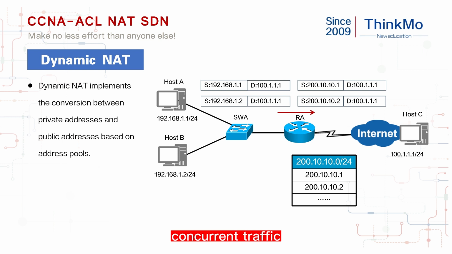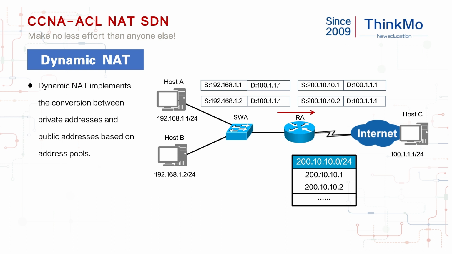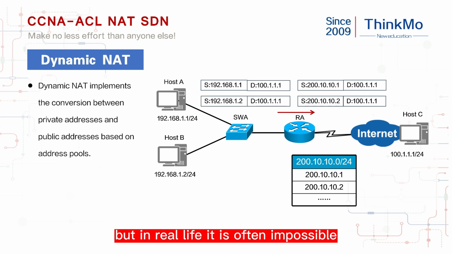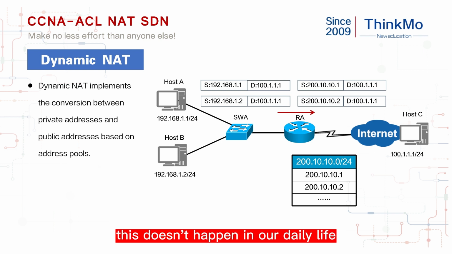If it's like every day, host A goes online, and host B goes online a few minutes later, then one address is enough. But in real life that is often impossible. If I want to go online, I have to wait for the previous person to release the address first, and then I go online. This doesn't happen in our daily life.